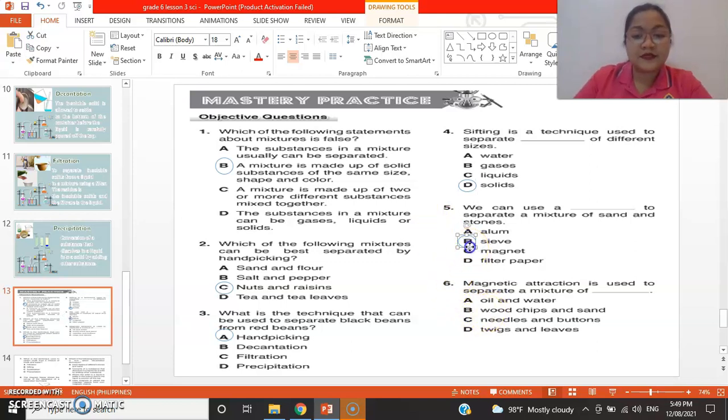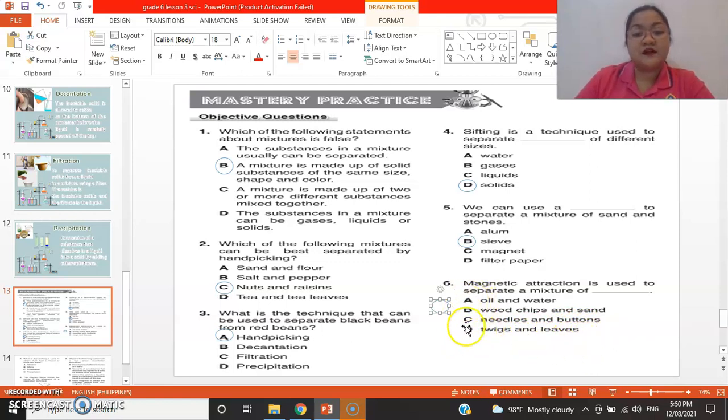And last, number 6. Magnetic attraction is used to separate a mixture of. When we say magnetic attraction, you are going to separate objects or substances that are attracted and not attracted to magnet. Letter A, oil and water. Letter B, wood chips and sand. Letter C, needles and buttons. Letter D, twigs and leaves.